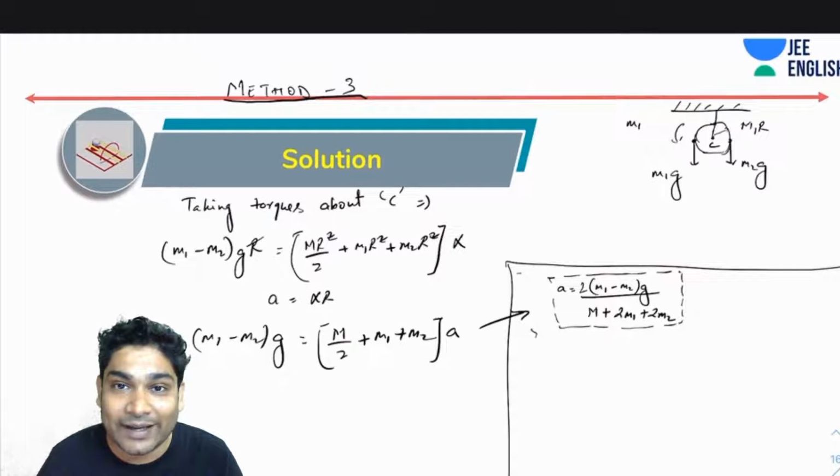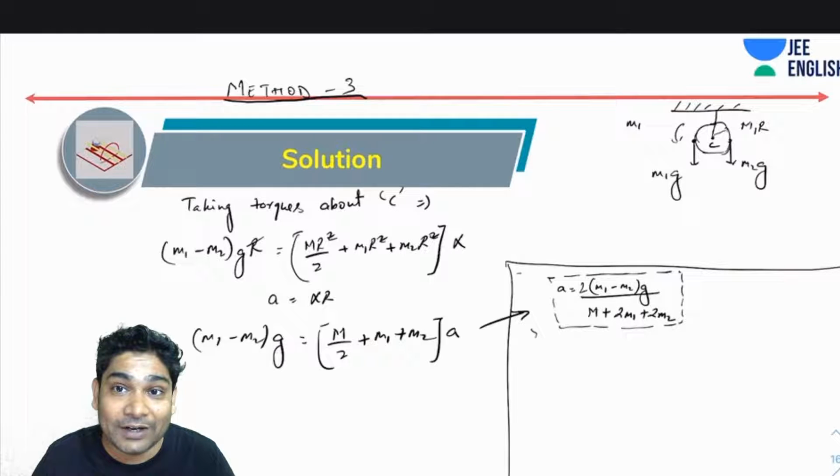That's the quickest method of solving this problem. I hope you guys followed this. You see, there is hardly any working. All I needed to do was write one expression for torques and then use the fact that A equals alpha R, and I got this so quickly.